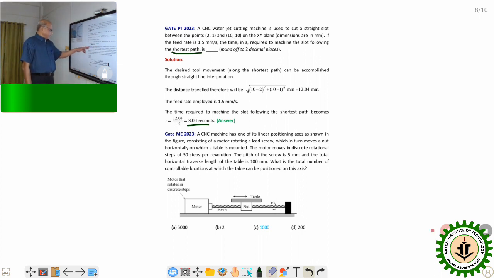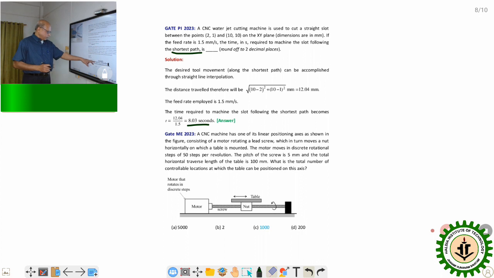GATE AV 2023, last year. A CNC machine had one of its linear positioning axes as shown in the figure, consisting of the same setup which we had discussed earlier quite a number of times. Only thing is that this schematic diagram is given along with the problem. If it is not given, as I told you yesterday, you have to recapitulate or visualize the very simplified diagram of the open loop or closed loop system depending on the problem configuration. That is exactly what is provided.